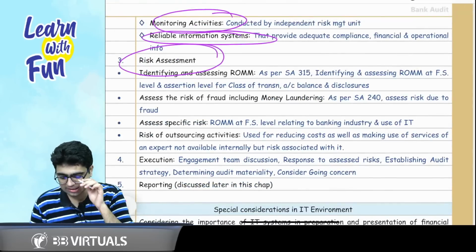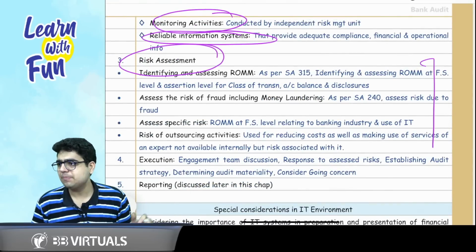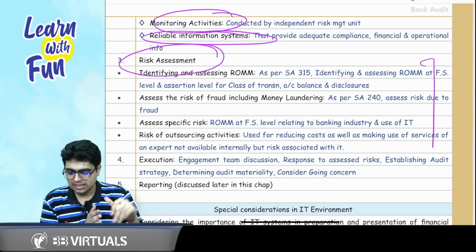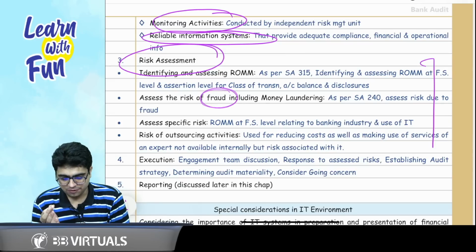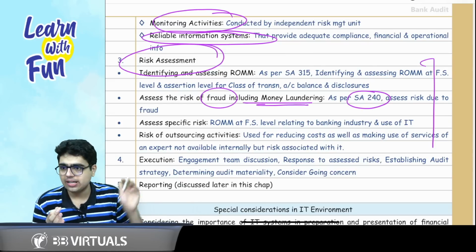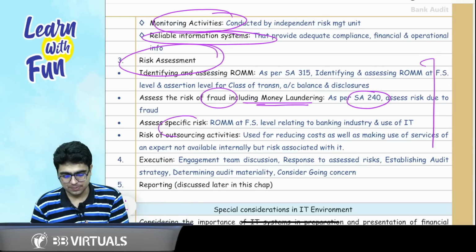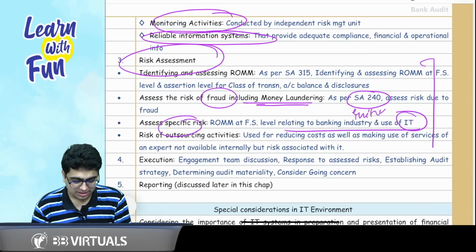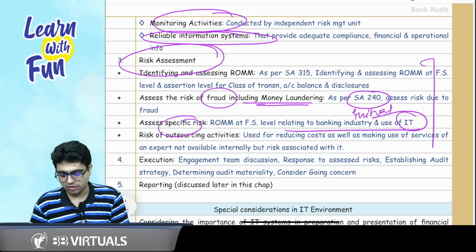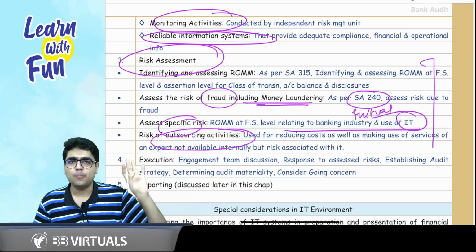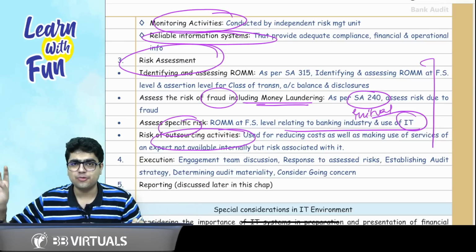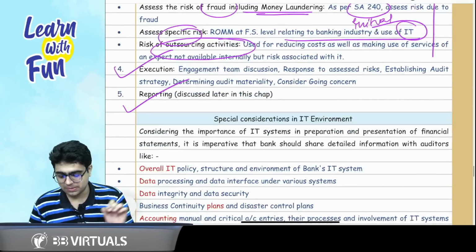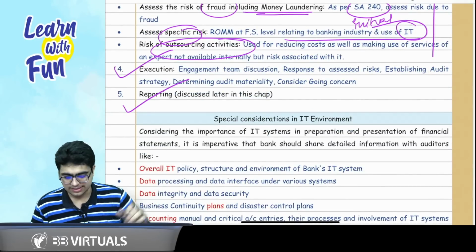Then comes the part of risk assessment. Just for reading purpose, sir, what are the risk assessment points? Identification and assessment of the risk. Then you also assess the risk of fraud, because it can involve money laundering in case of banks, plus assessing any specific risk regarding the banking industry and use of IT, as initially discussed in the revision of this chapter, plus the risk of outsourcing the activities. So 4 points of risk: risk of material misstatement, risk of fraud, specific risk, and the risk of outsourcing the activities. Then comes execution, please read it, and then the reporting, which we will discuss later in this chapter.